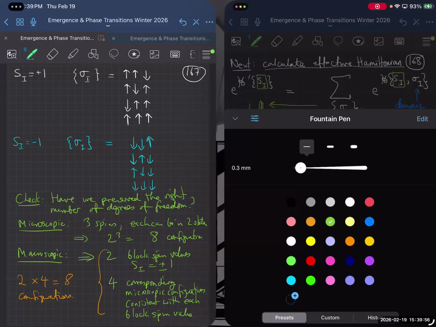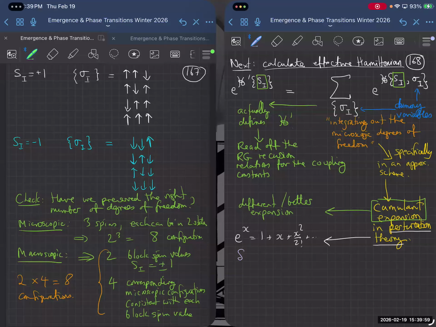And then the next thing we're going to do is we're going to set the external field equal to 0, and then later we will remove this restriction.